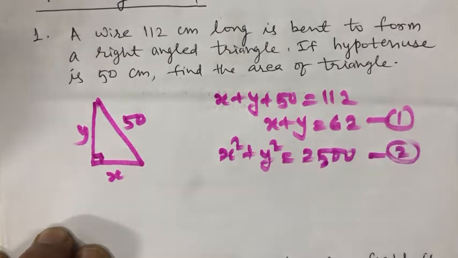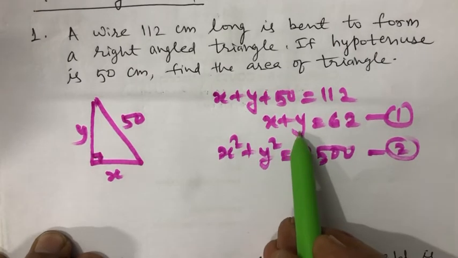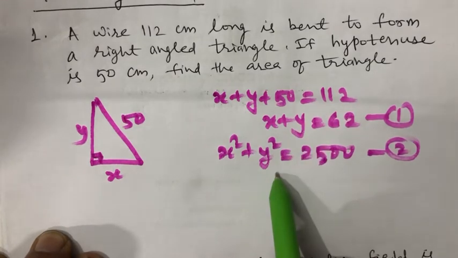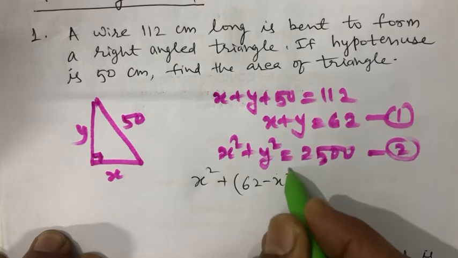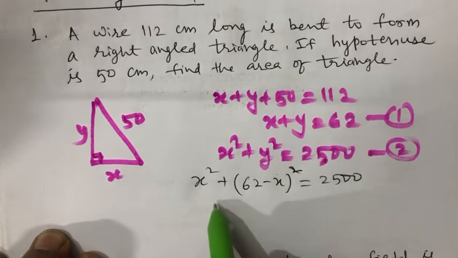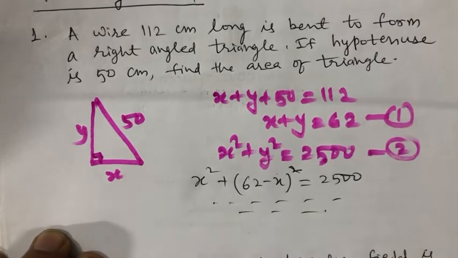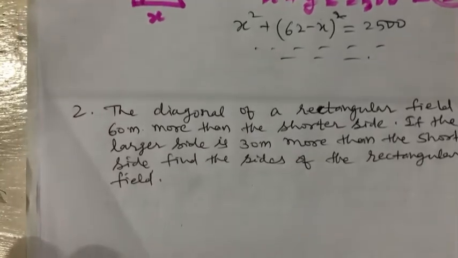Equation number 2. Now there is nothing left in the question, because you know how to eliminate y from the first into the second. X square as it is. For y we can write 62 minus x, whole square equals 2500. Complete the quadratic equation and solve it. Again I am leaving this question for you.